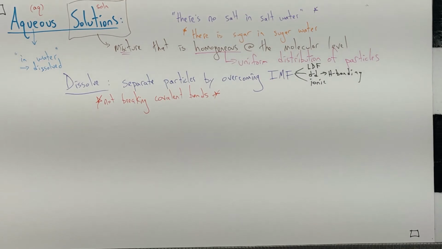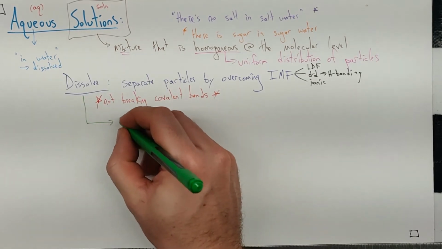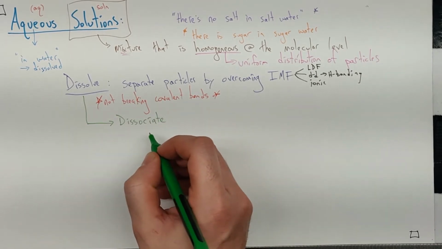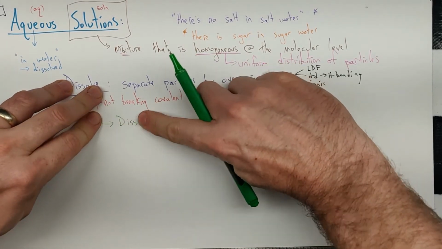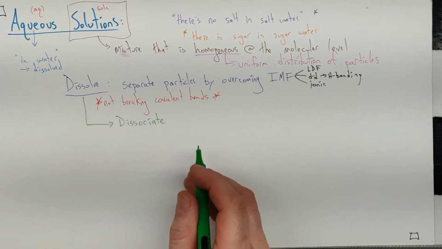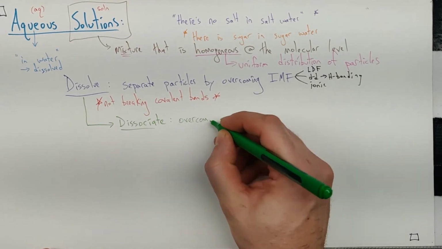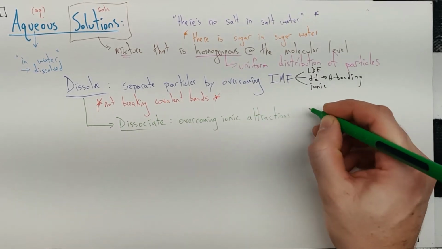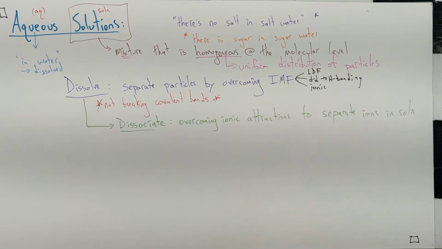Now, if we want to look one step past dissolving, we can look at dissociating. So, a subcategory of dissolving is dissociating. And you can kind of look at the word etymologically and say, oh, I know associate is to make some connection with or to join together, so to dissociate is to separate in some way. In this particular case, we're talking about overcoming ionic attractions to separate the ions in solution.